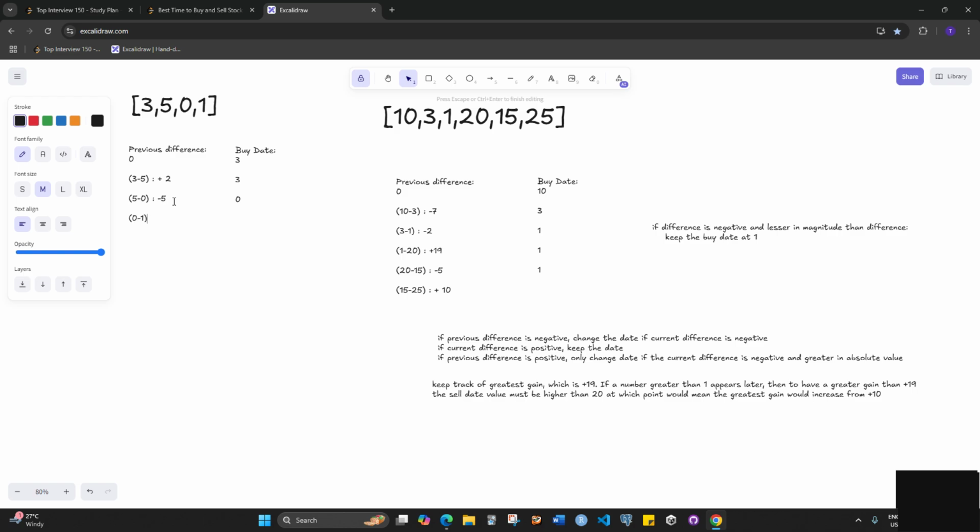And then 0 to 1, the difference is going to be plus 1. So according to this, the maximum is going to be 0, but it's not, because the maximum gain is going to be plus 2. Damn it! Okay, this one doesn't work. Yeah, this is what I was afraid of.